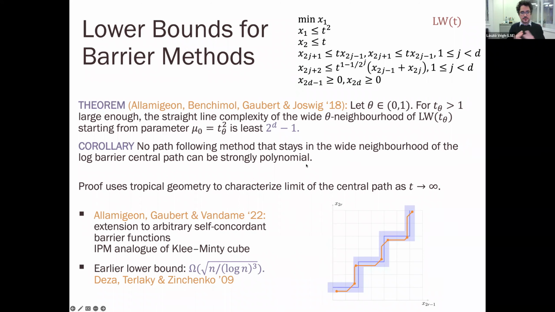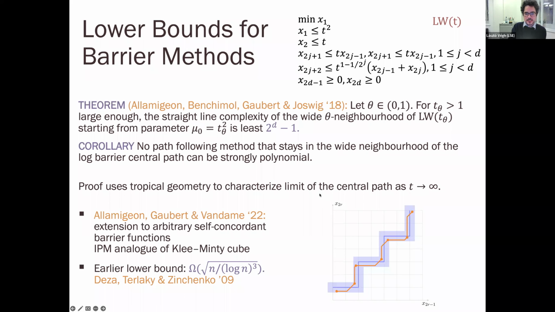And the consequence is that there is no path following method staying in the wide neighborhood of the log barrier central path that can be strongly polynomial, because of this exponential lower bound. And in fact, more recently, they extended it. They have an even stronger result, which now works for any self-concordant barrier function. It completely knocks out all hope that interior point methods could be strongly polynomial.